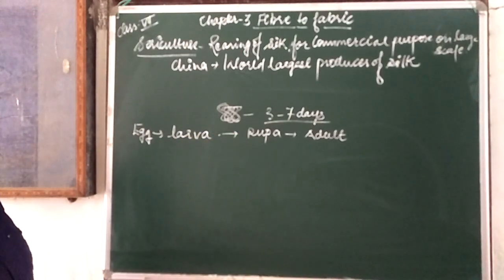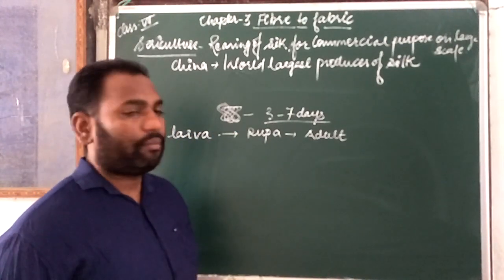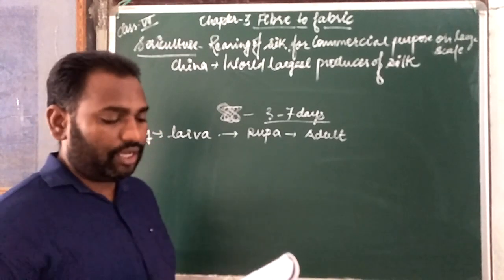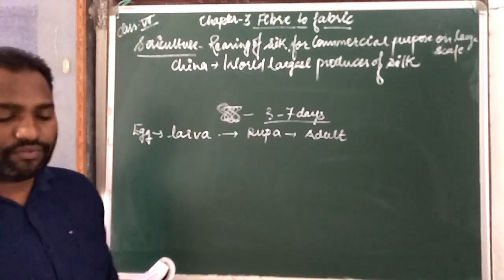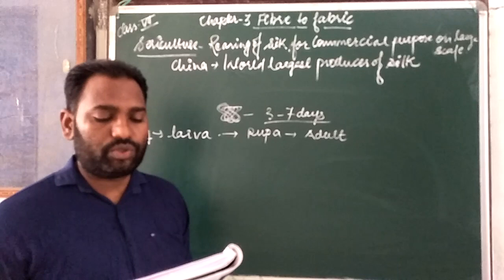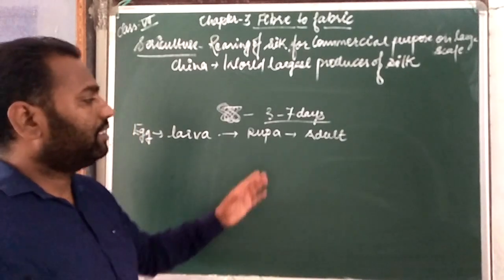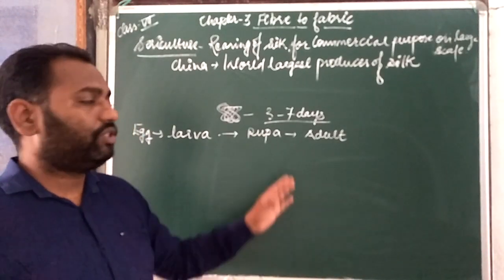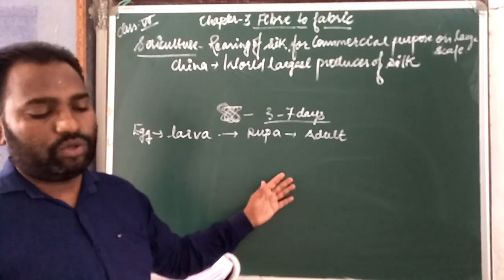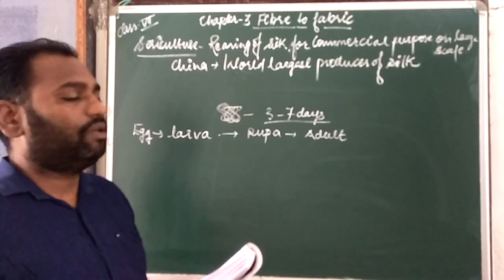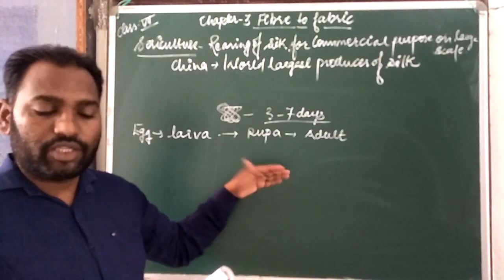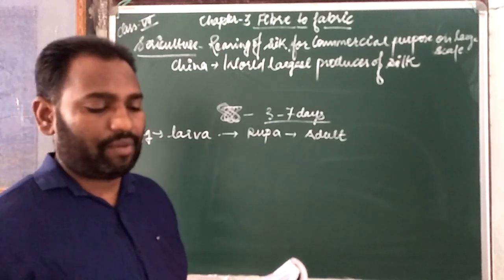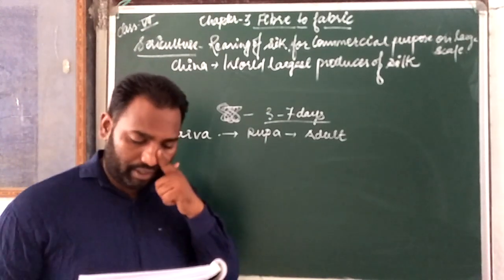Egg and larva stage. When the pupa matures, it can be converted into the adult. It secretes a fluid which dissolves the silk fibers of the cocoon so that it can emerge out. Now, the production of silk.